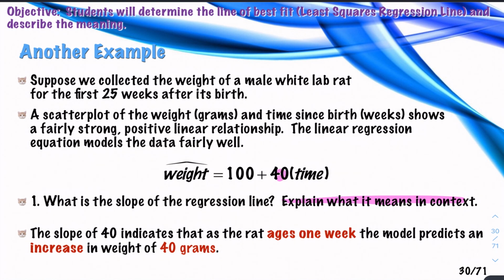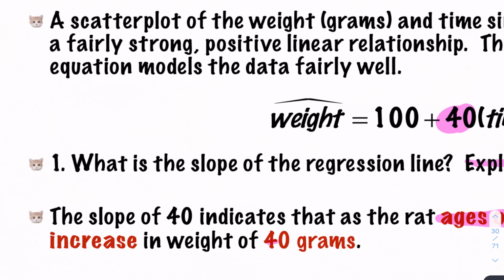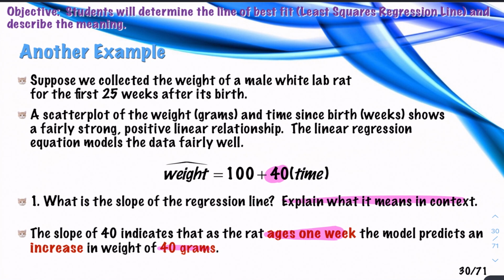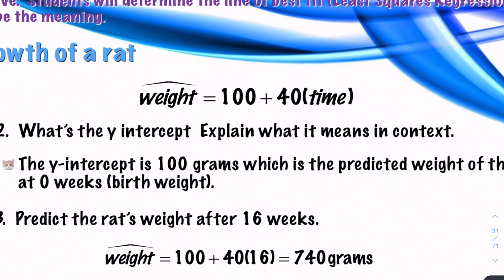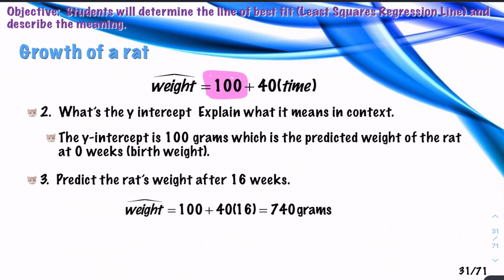The slope, as you guys know, is going to be 40. It's in front of our explanatory variable. It indicates that as the rat ages 1 week, the model predicts an increase of 40 grams. Okay, well, what's the y-intercept? And explain that in context. Okay, so we look at our constant value, this 100, and that says the y-intercept is 100 grams, which is the predicted weight of the rat at 0 weeks, at birth, which makes sense because rats got to weigh something when they're born.